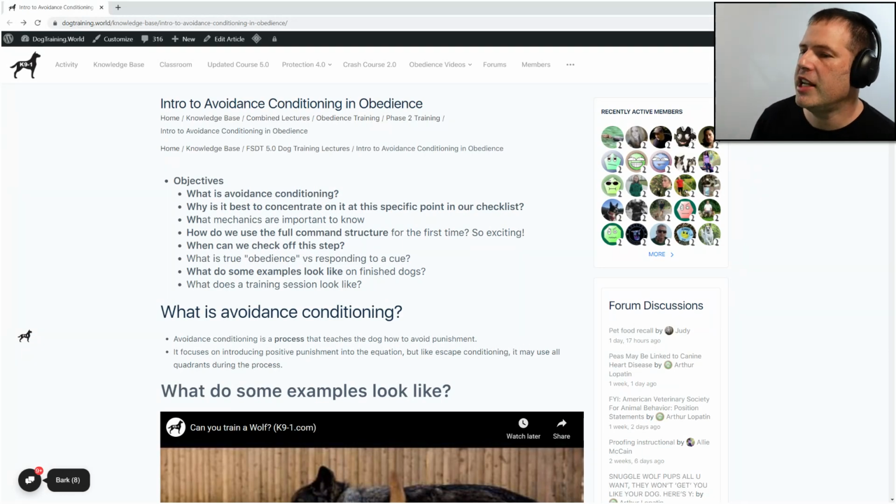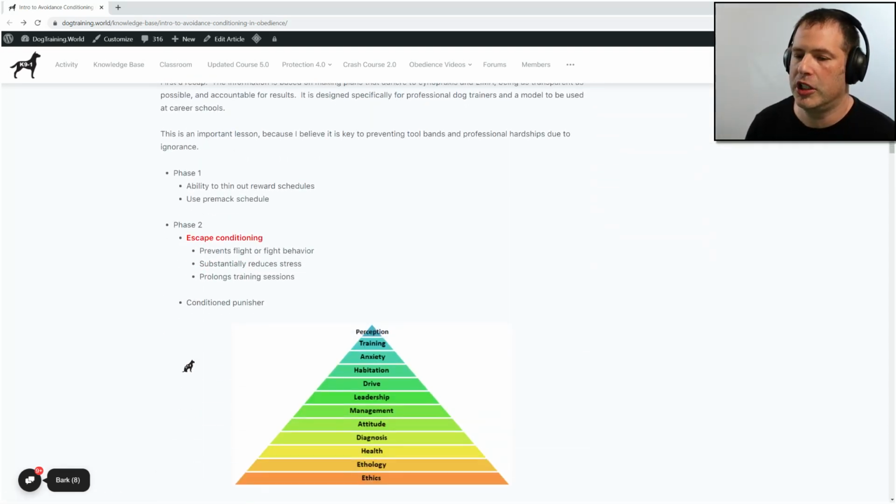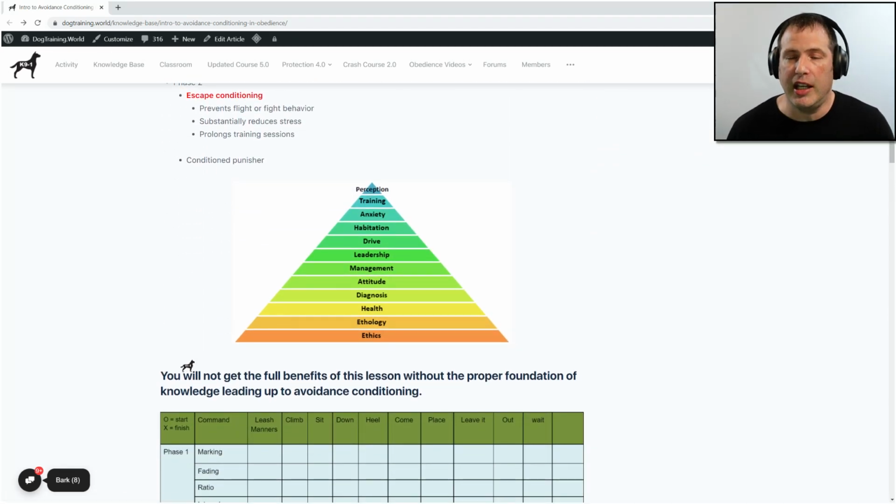Next, what is true obedience as compared to responding to a cue? Obedience is the dog basically doing it out of obligation. The dog understands that they need to do the obedience to hit the goal. It's not just a cue. It's not just a signal to the dog. The goal is that you are expecting the dog to willingly do the command in all reasonable situations, to the best of your ability.